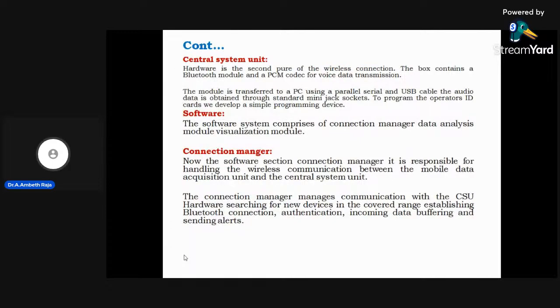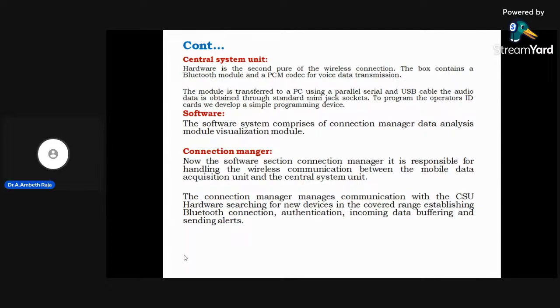The central system unit hardware is the second part, with wireless connections. The box contains a Bluetooth module and a PCM codec for voice data transmission. The module is connected to the system using a parallel, serial, and USB cable. The audio data is obtained through standard mini jack sockets. To program the operator's ID cards, we developed a simple programming device.